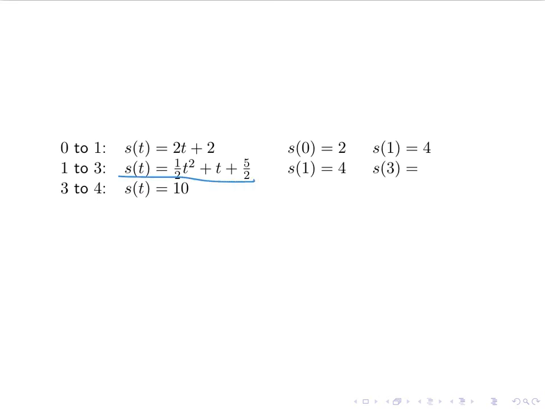And then I'm going to plug in 3. So 1/2 times 9 plus 3 plus 5/2 will give me 10. And then when I plug in 3 and 4 here, it's just a constant 10, so it's 10 for each of them. But on my endpoints, they are matching, so that's good. That means I did it correctly.